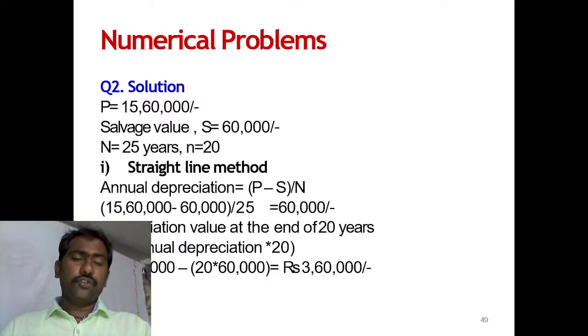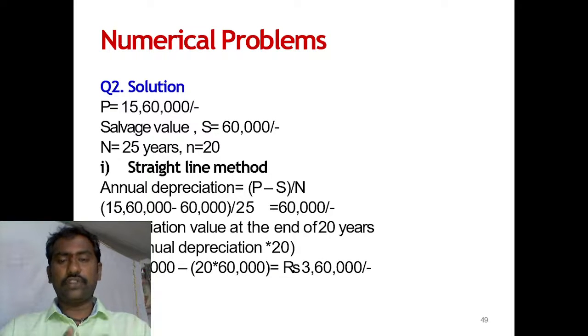So we know the one formula, annual depreciation is equal to (P minus S) divided by N. So P equal to 15,60,000 minus 60,000 divided by 25, then we get 60,000. So for every year there will be a reduction of 60,000. So like that, how many years will it be depreciated?